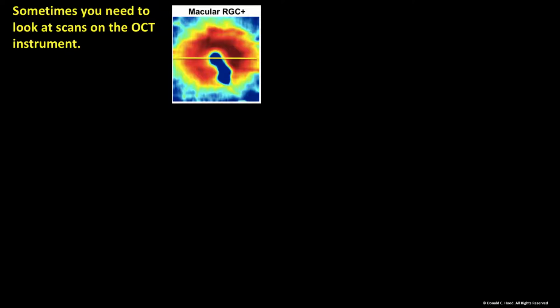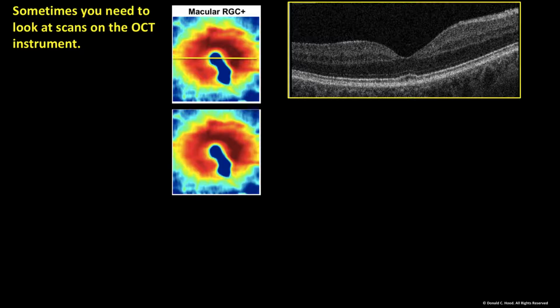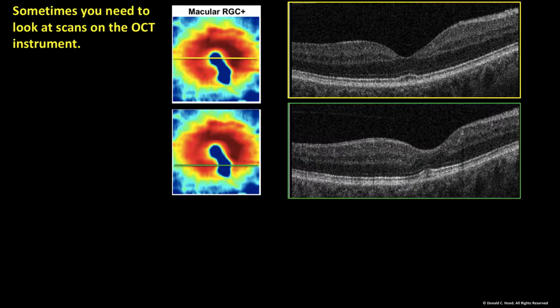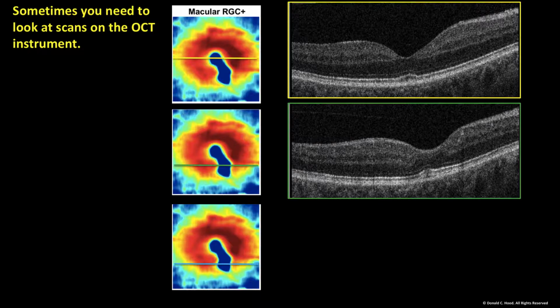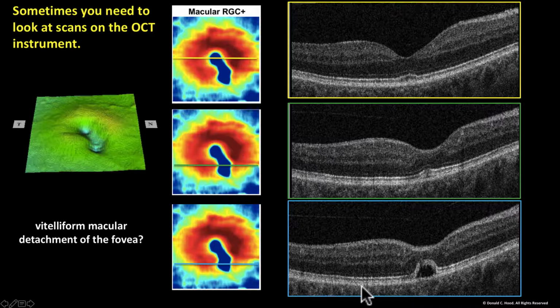So here's a line scan, a B scan through the fovea from the cube scan. So you just go to the instrument and take a look. That looks pretty good. Now let's put a line, look at the line scan through here. That's not the fovea. That's outside the fovea. Now we go a little bit lower, and that's what we get. And here's a 3D rendition. So this is some kind of a defect, perhaps of a vitelliform macular detachment of the fovea that's actually invading into the ganglion cell and retinal nerve fiber layer.